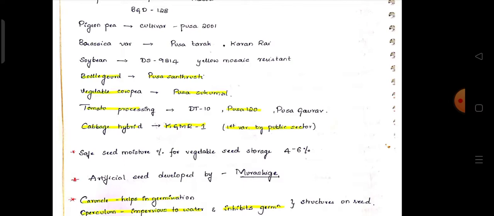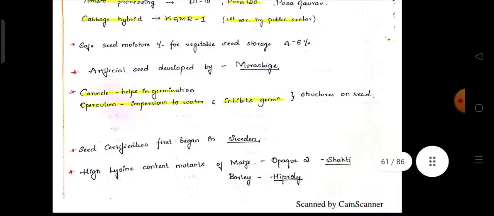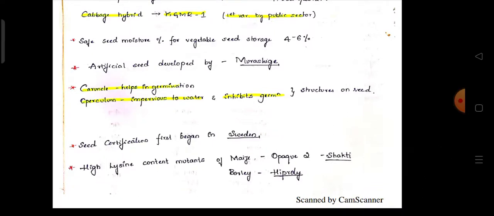Safe seed moisture percent for vegetable seed storage is 4 to 6%. Artificial seed is developed by Murashige. Caruncle helps in germination. Operculum makes it impervious to water and inhibits germination. These are structures on seed. Different structures are caruncle and operculum. Caruncle helps in germination, whereas operculum inhibits germination.